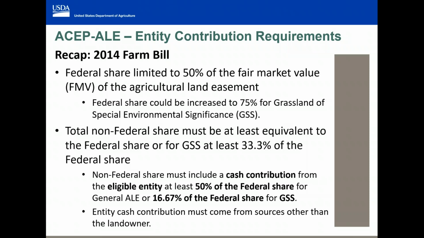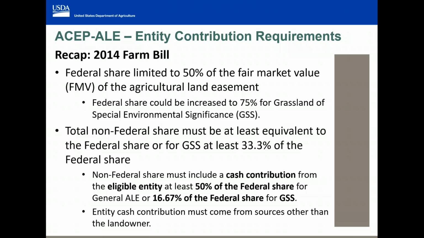I believe many of you are probably familiar with this process, but under the 2014 Farm Bill, please remember that the federal share was limited to 50% of the fair market value of the easement for general ALE, and then for grasslands with special environmental significance, that could go up to 75%. Throughout this presentation, we'll refer to grasslands of special environmental significance as GSS. So that was 50% of the fair market value, and then the rest was a non-federal share.